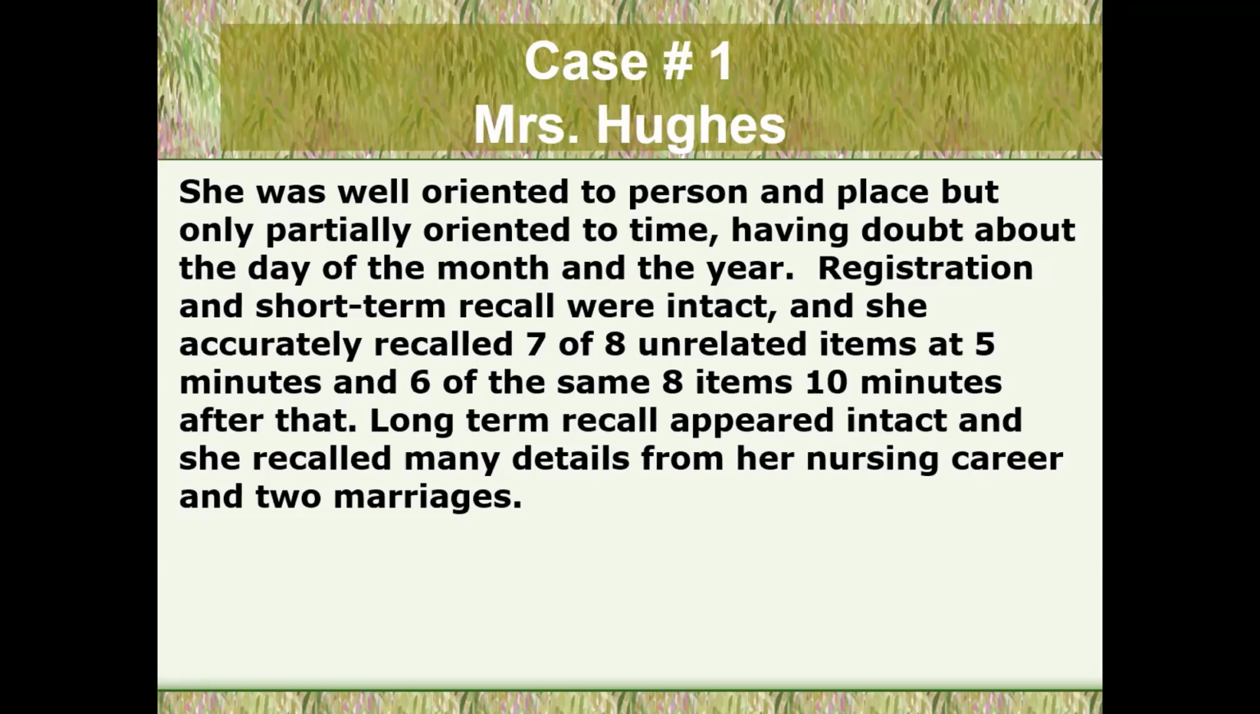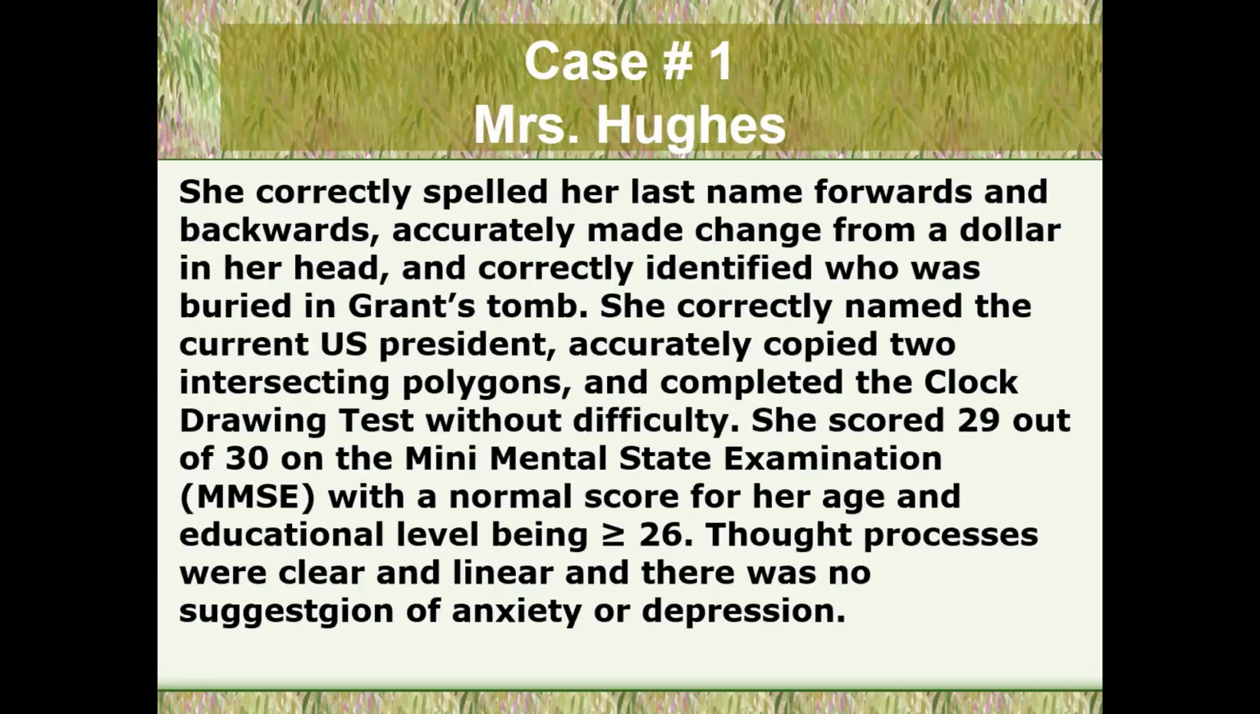And she did well. Her long-term recall appeared intact, and she recalled many details from her nursing career and her 2 marriages. Next slide. She correctly spelled her last name forwards and backwards. I like that. I like to ask people to do that. It's usually a visual thing. You actually visualize the word and you spell it forward and backward. She accurately made change from $1 in her head, and she correctly identified who was buried in Grant's tomb.